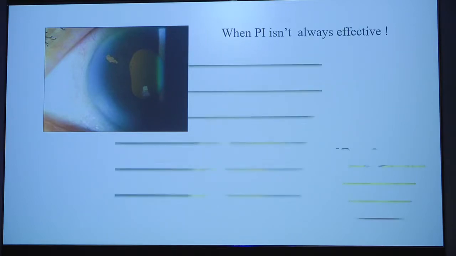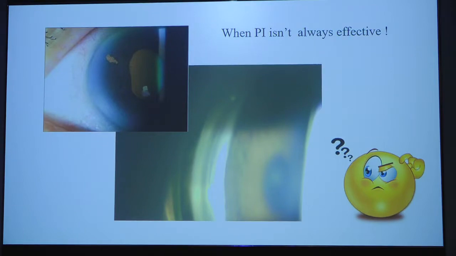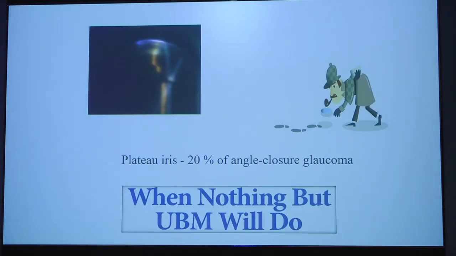This you can see on retroillumination, a very large and decent PI. It's obviously patent, but when you do the gonioscopy, you can see the angles have not reasonably opened up. So what is the cause of non-opening of the angles, and you're not sure what is happening behind the iris and in the angles. So here again, UBM will be helpful. This we have already seen, plateau iris, which causes about 20% of the angle closure glaucomas. And here this is one condition where nothing but the UBM will help you.